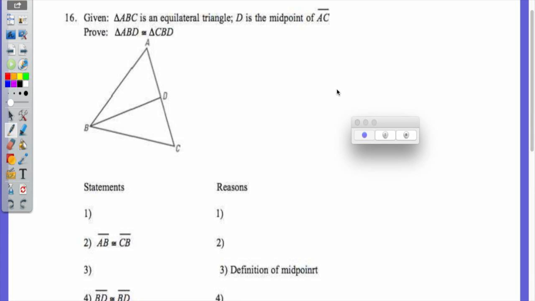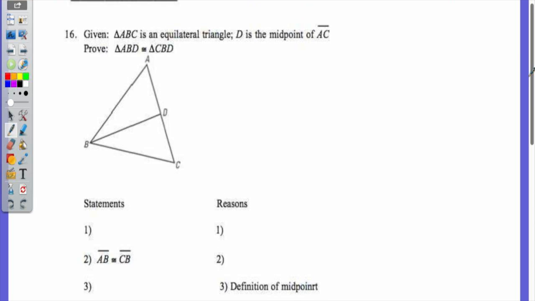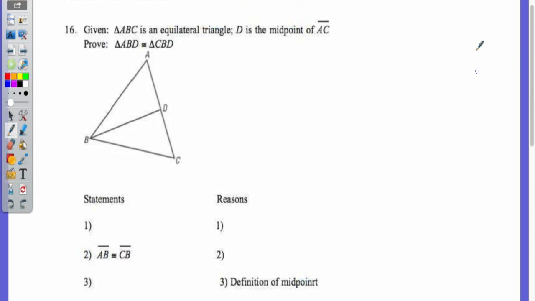Okay, so we're going to start making our review here for chapter 4. I'm starting with the proofs, and I'm actually starting with proof 16. We're not going to do number 15. Number 14 we're actually going to come back to because you don't really have a question like number 14 on your test.